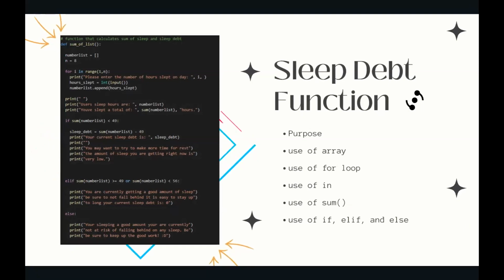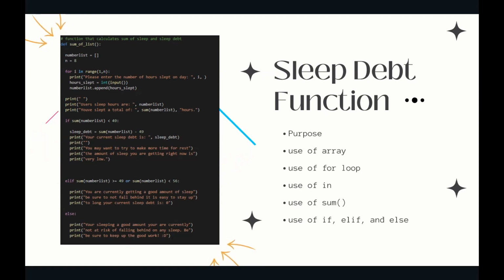So the function that I mostly focused on was the sleep debt function. I was focusing on implementing an array that the user can interact with in order to put in their hours of sleep. A for loop for the reprinting of "please enter the first day of sleep, your second day of sleep, your third, sixth, seventh," in that order. The use of in, because without the use of in, I would be unable to calculate what day they're on. And my use of nested branches.